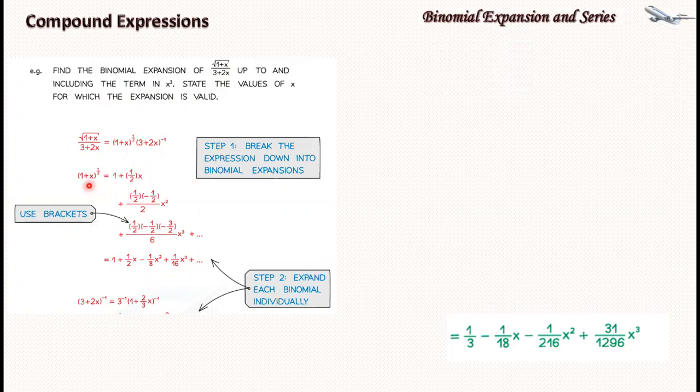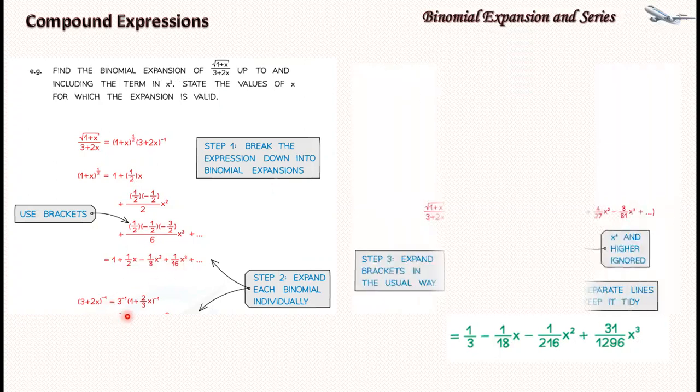So for the first one, I have (1 plus x) to the power a half, which will be equal to 1 plus a half x plus a half into (a half minus 1), which is minus a half, on 2 factorial, x squared, plus a half into (a half minus 1), which is minus a half, into (a half minus 2), which is minus 3 on 2, all that on 3 factorial, which is 6, x cubed. So I'll end here with the first one. And this first one is going to give me 1 plus a half x minus 1 over 8 x squared plus 1 over 16 x cubed.